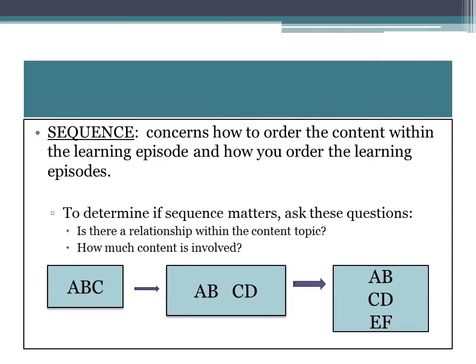Sequence refers to the order of the selected content. The question to ask regarding sequence is, in what order do I teach this content? Sequencing does not matter in every circumstance. It is only appropriate where there are very strong relationships within the content. If sequencing does not matter, then the elaboration theory is an inappropriate design theory.